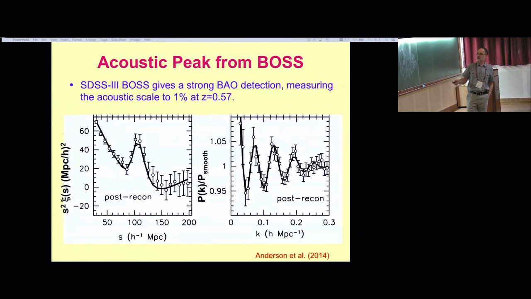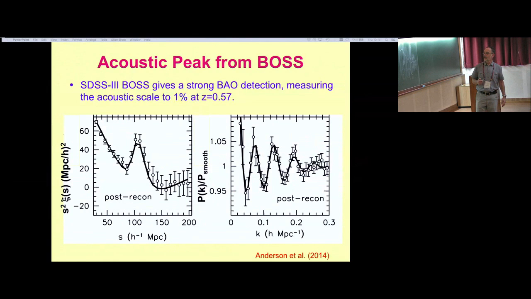So either of these show you that this acoustic scale has been measured very precisely. And the precision at the mean redshift of the BOSS sample, which is just under 0.6, is about 1%. I'll say that again, 1%. To be able to measure distances on cosmological scales to that level of precision is extraordinary. When I started out in the subject, if you told me that we'd be able to do this, I think nobody would have believed you. So we should celebrate this great achievement.